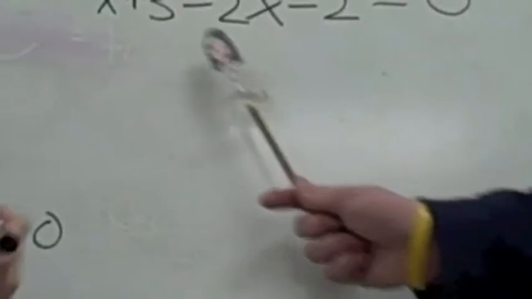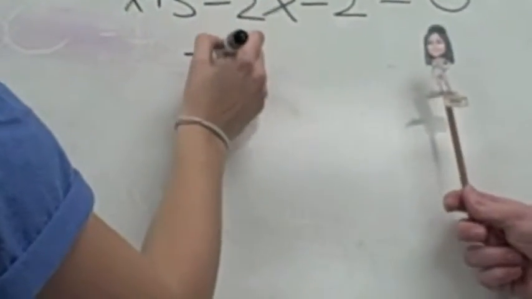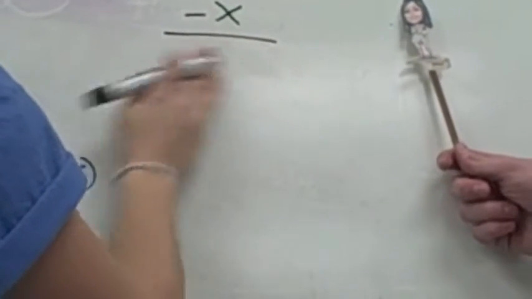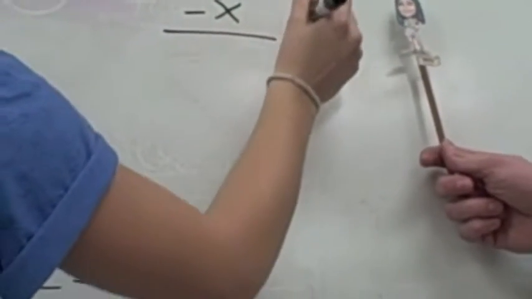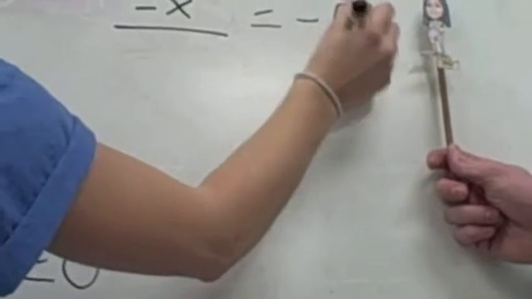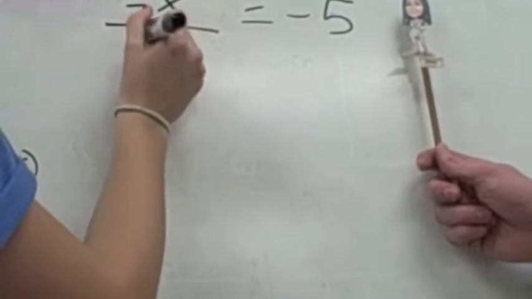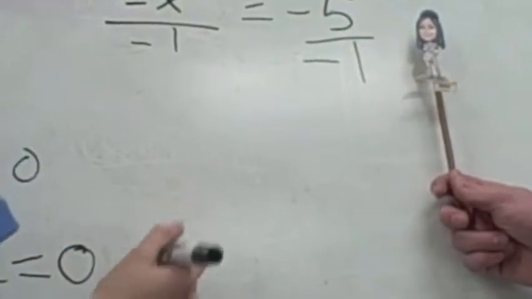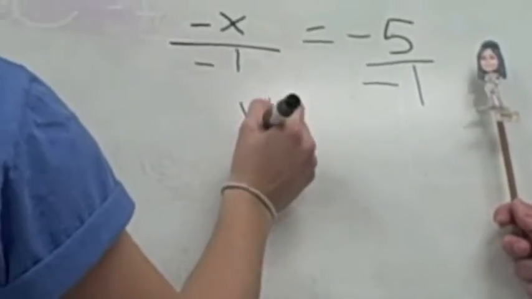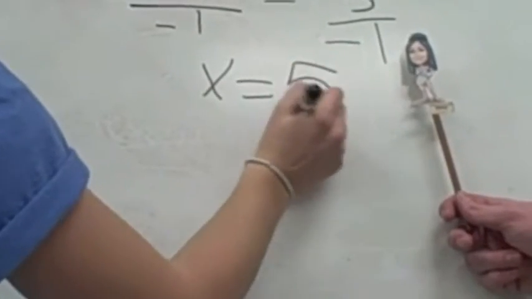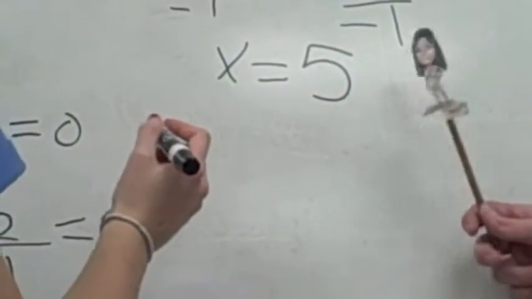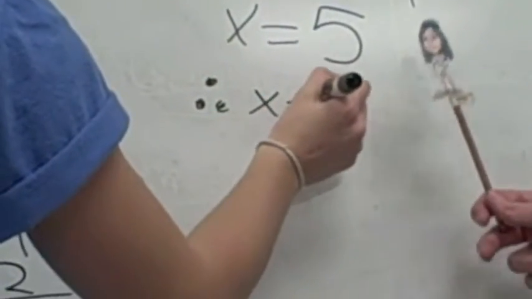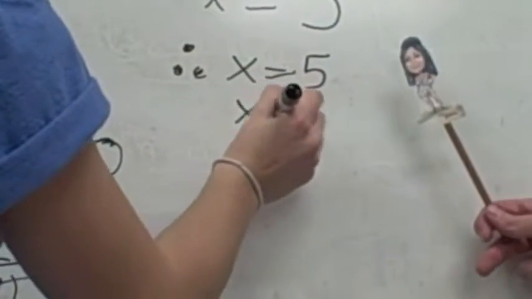Now we must get all the numbers on one side and all the x's on the other, and end up with negative x equals negative 5. Now divide both sides by negative 1. To solve your equation, x equals 5. Done. Therefore, x equals 5, and the restriction is x cannot equal 1.